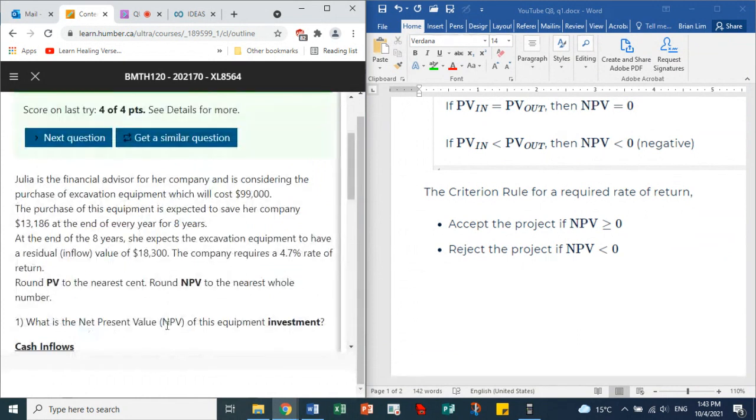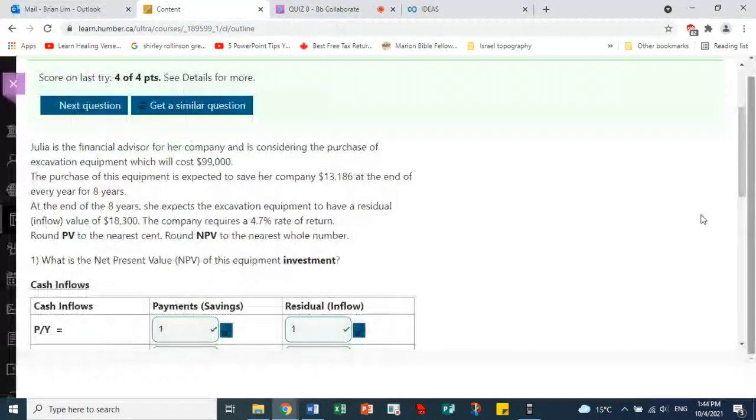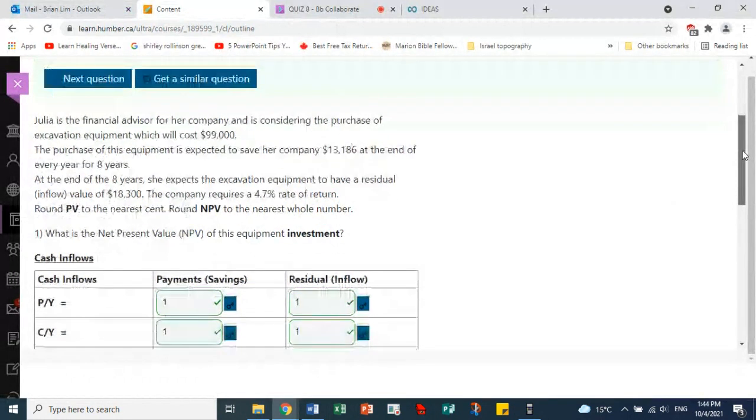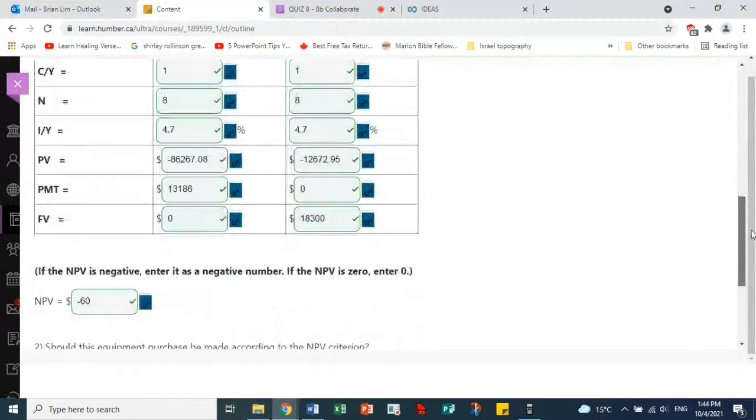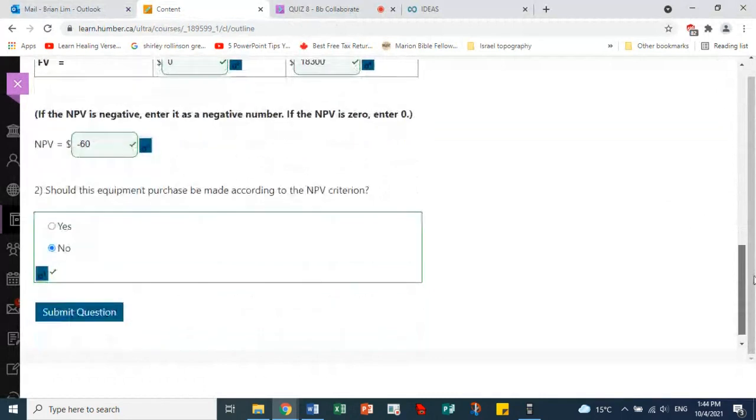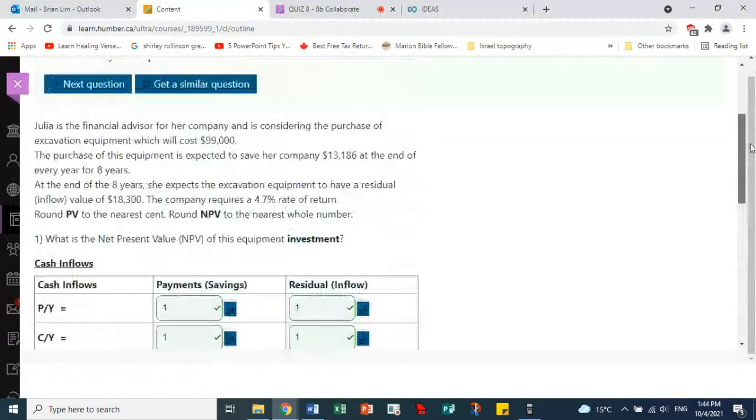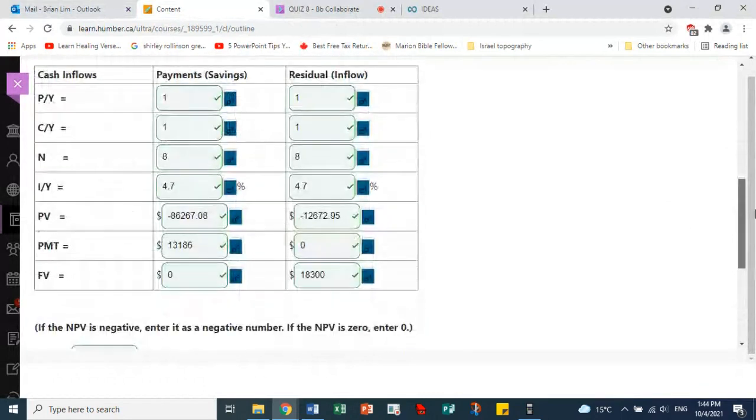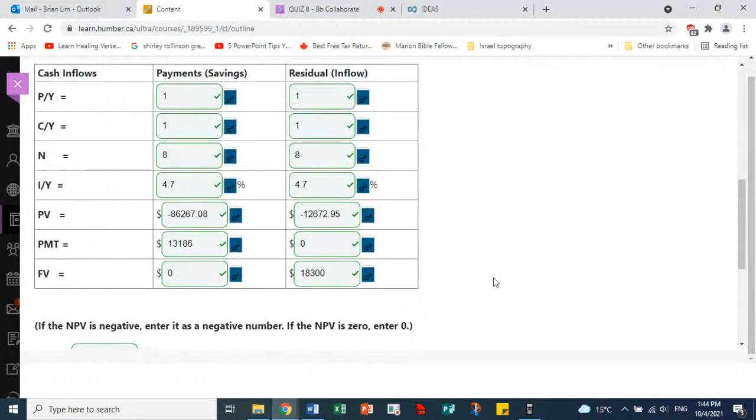Okay, so let's submit and see what happens. All right, so we're finished. Let's make it large so we can see it properly. And we got all the answers correct. Everything is correct. Now while we are here, there's something else that can be looked at, and that has to do with this residual.